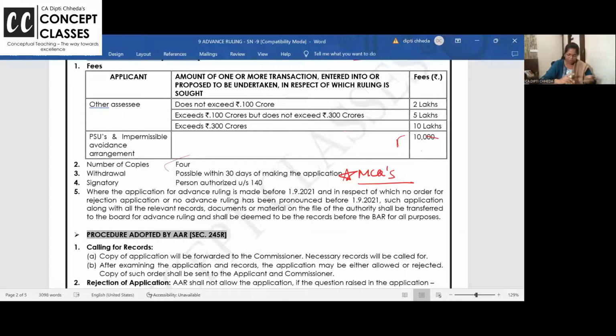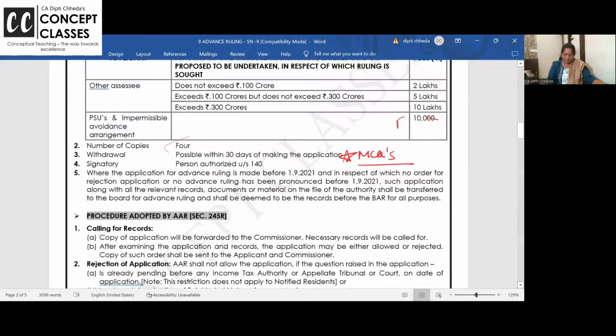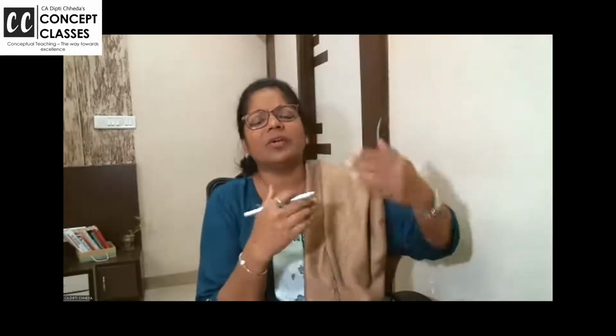Okay. Now, signatories. Who will sign the application? Whoever signs the return and all. This is also very important, just the language might not be clear. First, you all listen. Whatever cases are pending from 1st April, they go to advance ruling, they get the judgment and it goes on. Now from 1st September onwards, whatever applications are made, the Board is taking care of that.